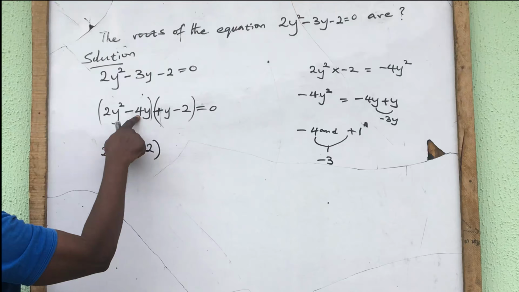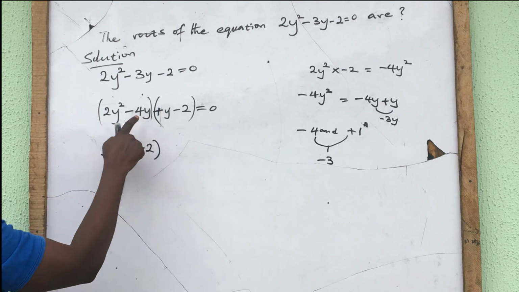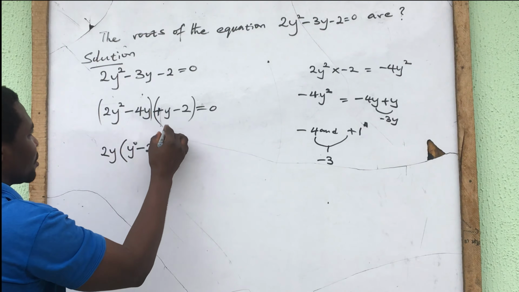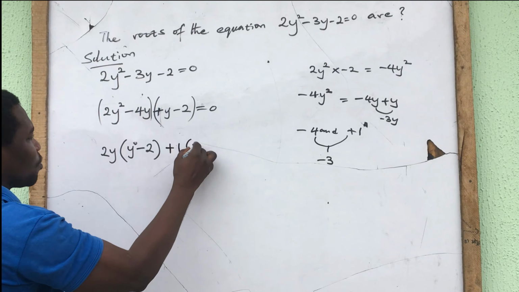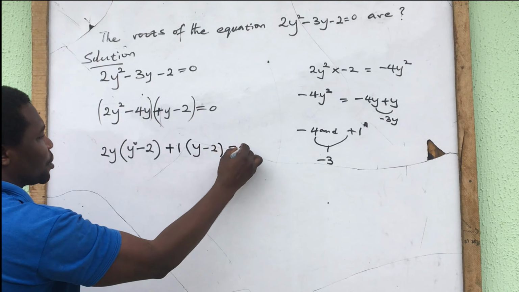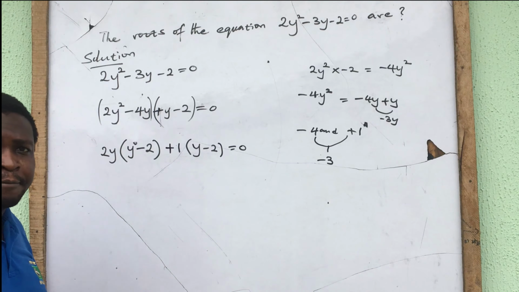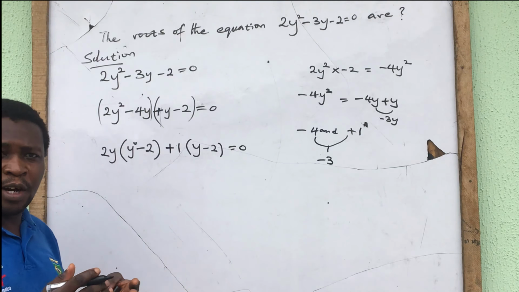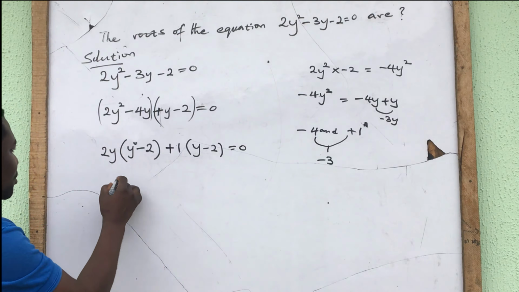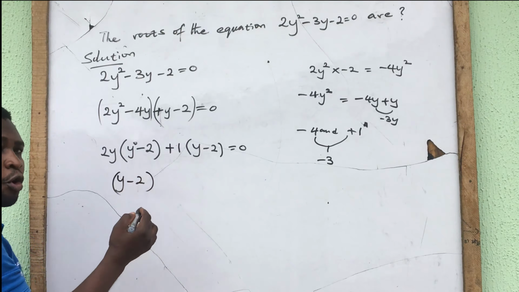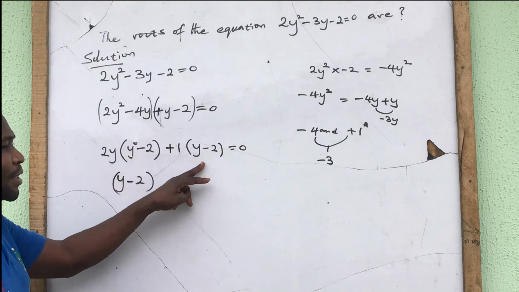Because 2 here, 2 in 4, you have 2. Y in y, 1. So then what is common here? This is 1 into y minus 2 equals 0. So if you look at this now, I can easily factorize it again. Look at the common factor. You can see that y minus 2 is common to this part and the other part.